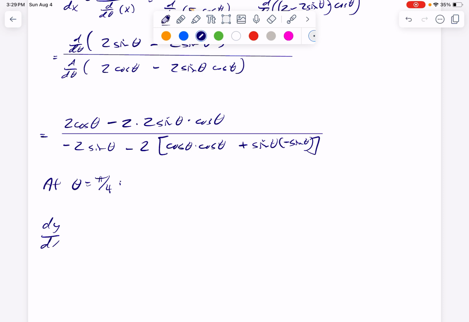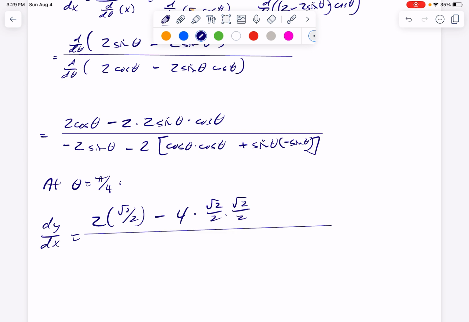dy over dx would be 2 times the cosine of that angle, which is root 2 over 2. Right? Luckily, all our sines and cosines are the same number. And then we'd have minus 2 times 2 is 4 times sine times cosine. I'll just write it all out and simplify it later. We'll see what it works out to. Minus 2 times sine of pi over 4 minus 2 times cosine times cosine minus, if we move out this negative, sine times sine.